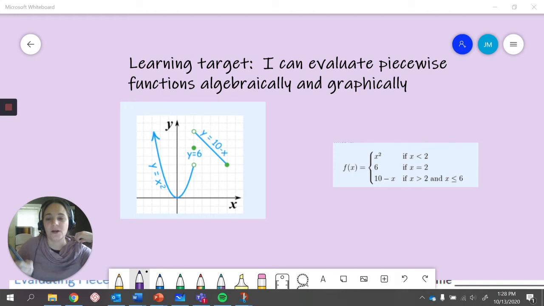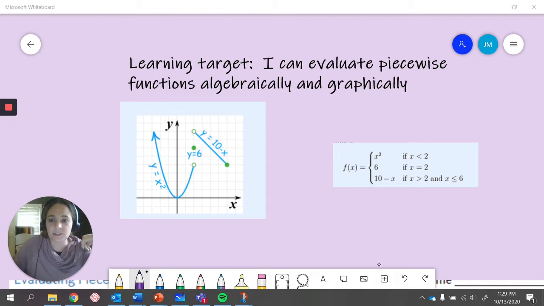Hi, so today we are going to evaluate piecewise functions algebraically and graphically. So first of all, what is a piecewise function? We've seen them a little bit when we were doing continuity, but it is a function that is made up of different pieces, different sections, different rules, depending on what your x value is.